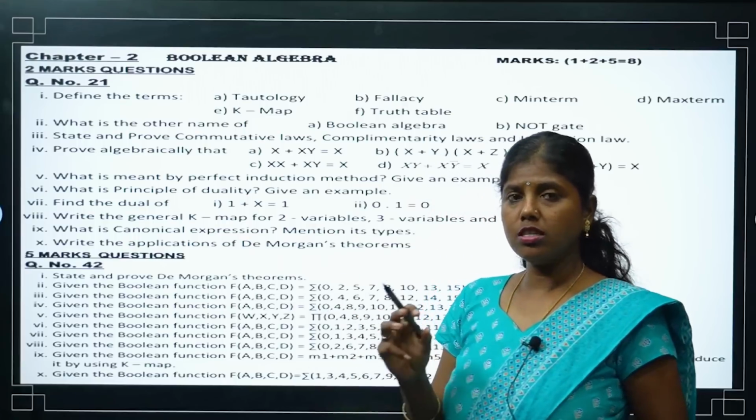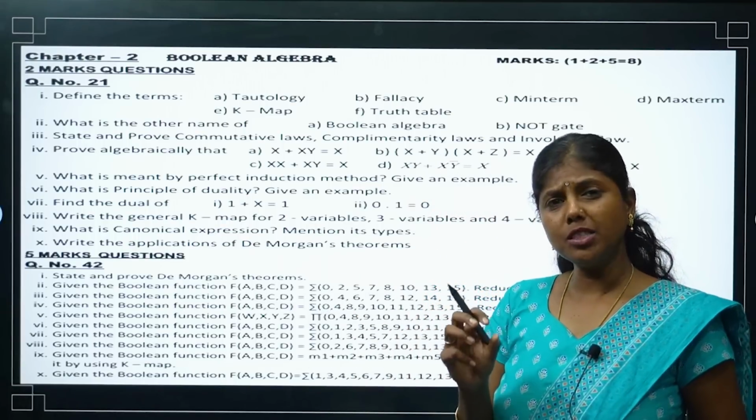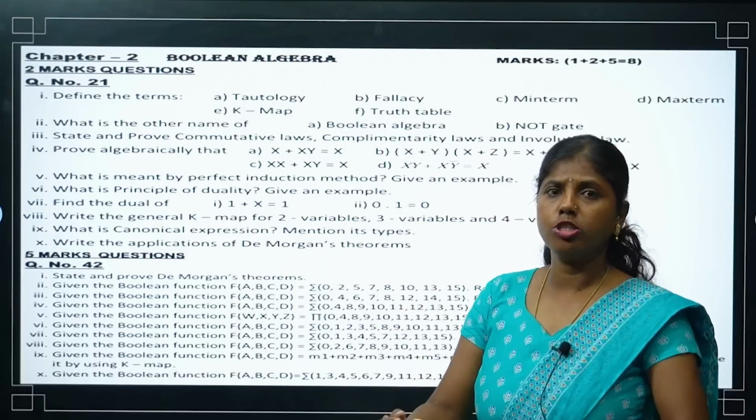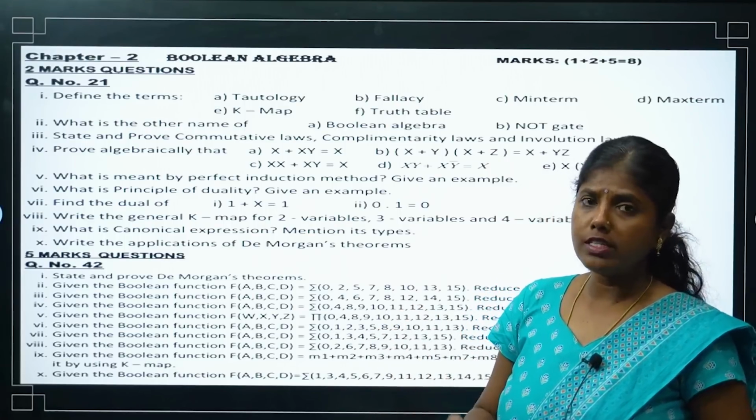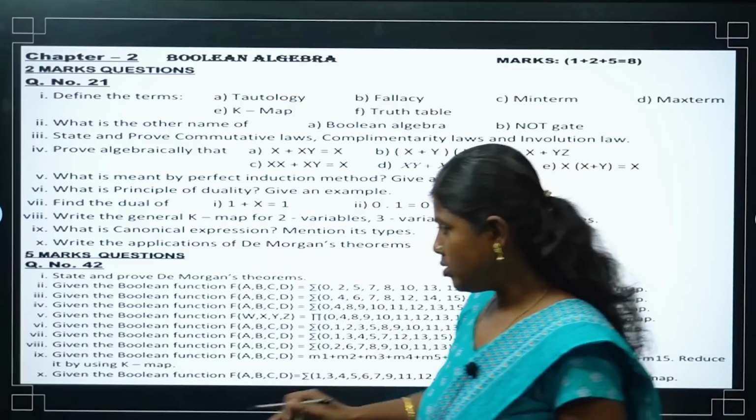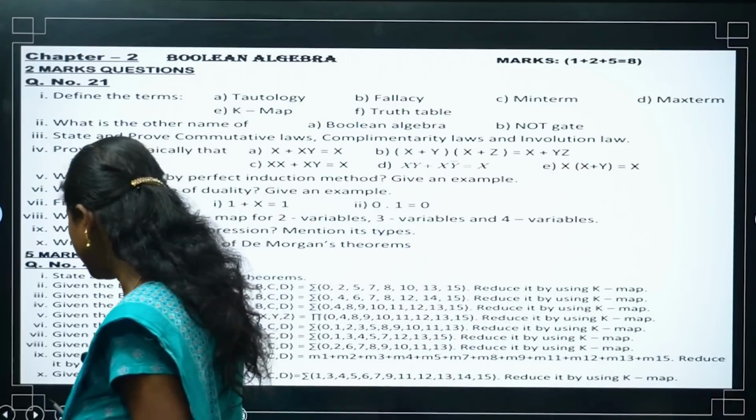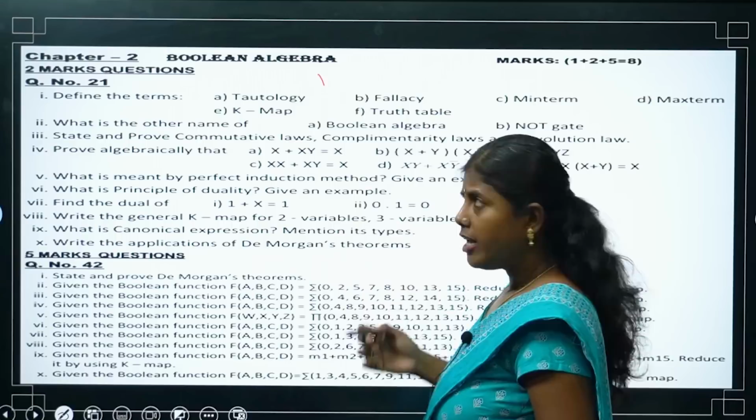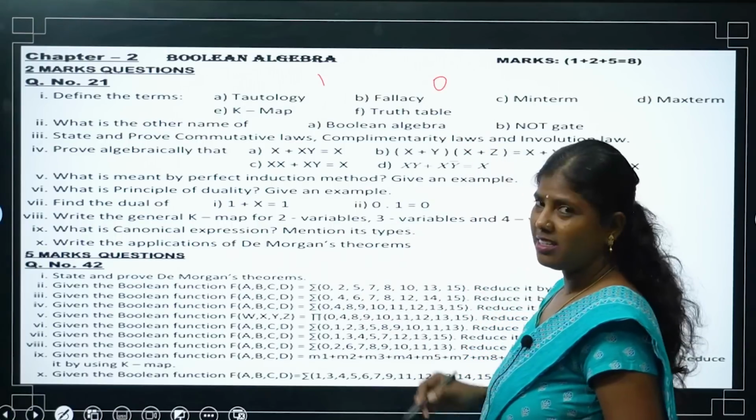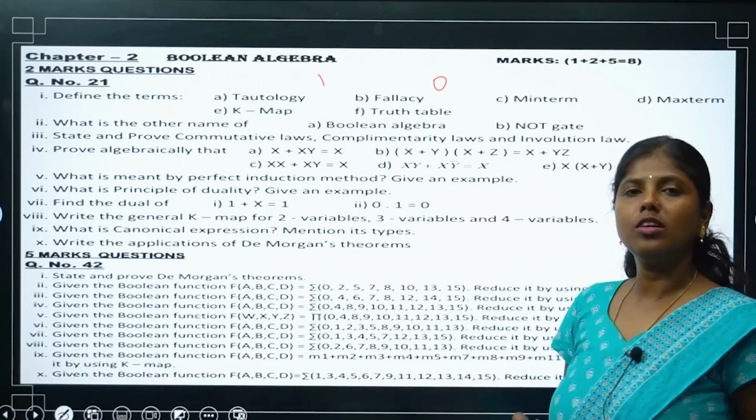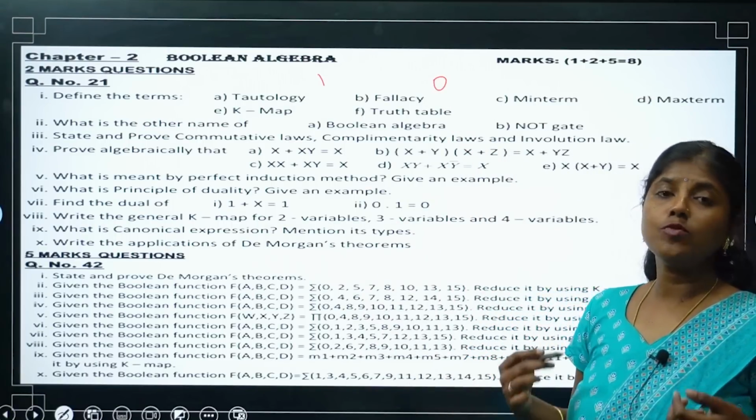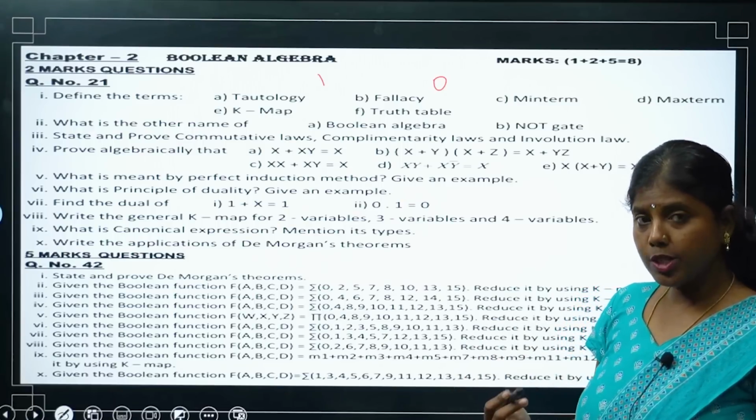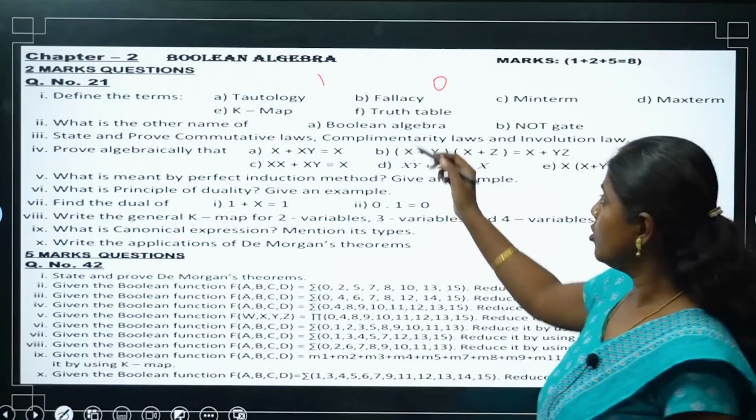The most commonly committed mistake with respect to tautology is this: always 1 is tautology, always 0 is fallacy. It's not like that, students, that if I write 1, it means it is a tautology, and if I write 0, it means fallacy. What is tautology? The result of an expression which is always true is known as tautology. The result of an expression which is always false is known as fallacy.